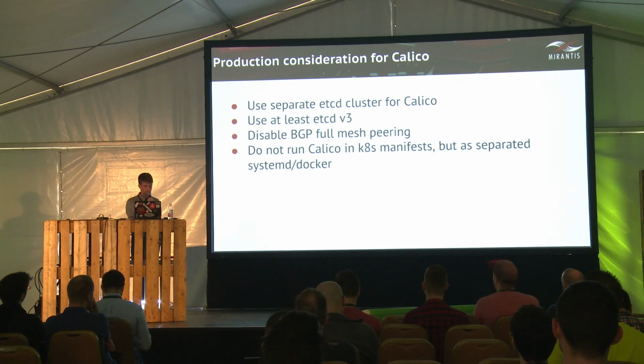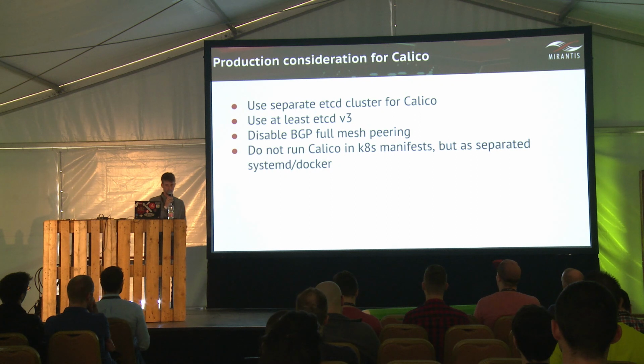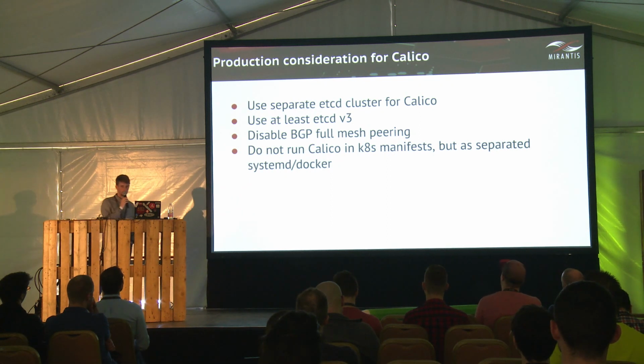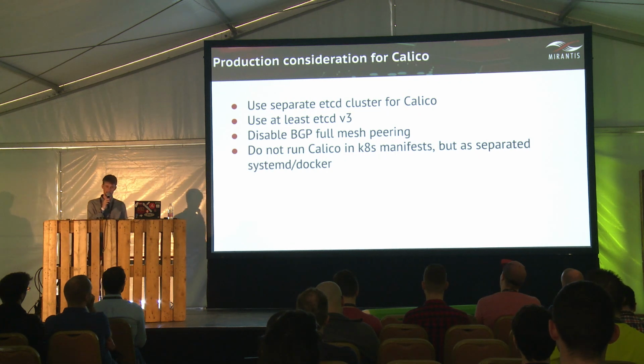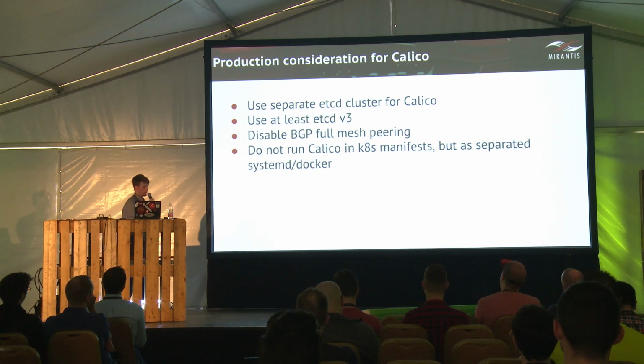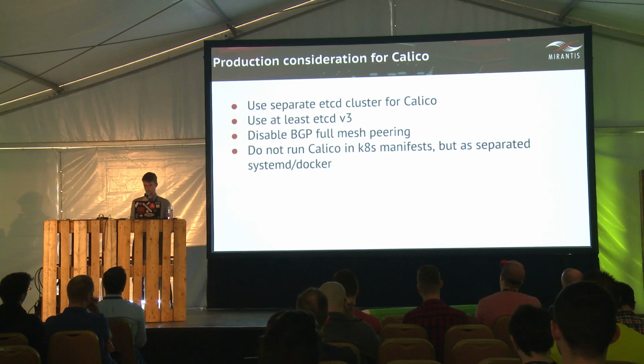You should always use a separate etcd cluster for Calico. There are two main reasons. One reason is if you are doing upgrades for Kubernetes, for example from version 1.5 to version 1.6, you will probably be upgrading the format of etcd, and if you break it, it's totally fine for your workload containers. They will keep running. But if you break the network, you can get huge problems. So it's better to have a separate etcd cluster for Calico.